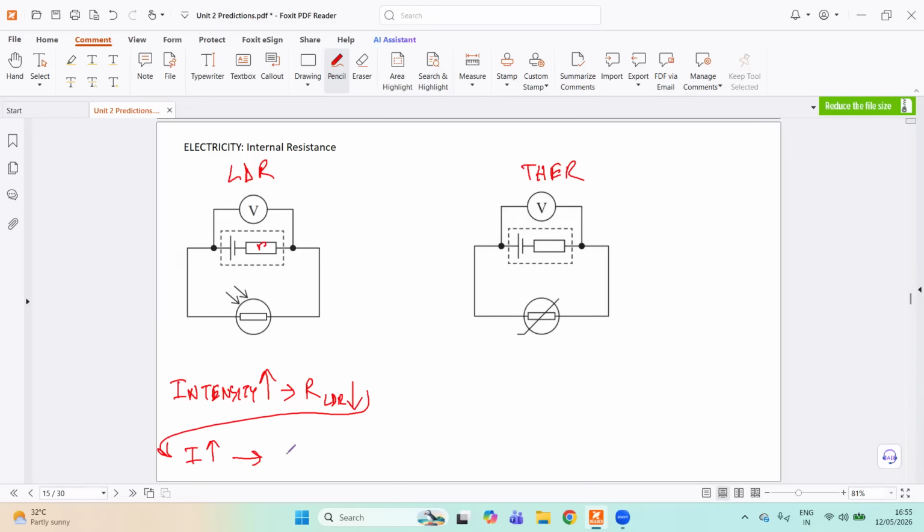If the current increases, the same current flows through this internal resistance. So V across the internal resistance, which we call the lost volt, if the PD across this increases, guess what? The PD across the LDR will decrease. And what do you call this voltage? This is called the terminal PD, right? The terminal PD decreases. Don't mix it up with terminal velocity. This is the terminal PD.